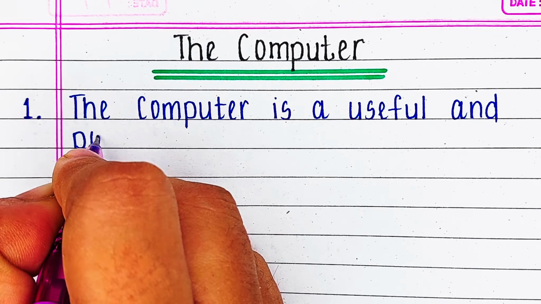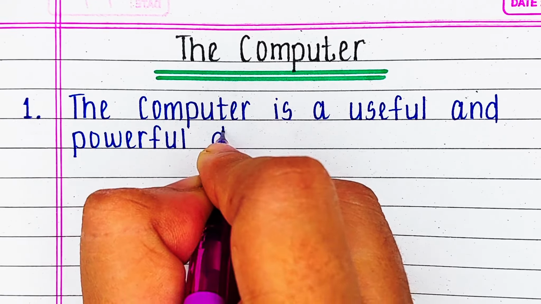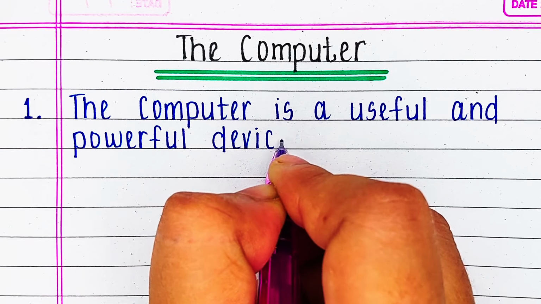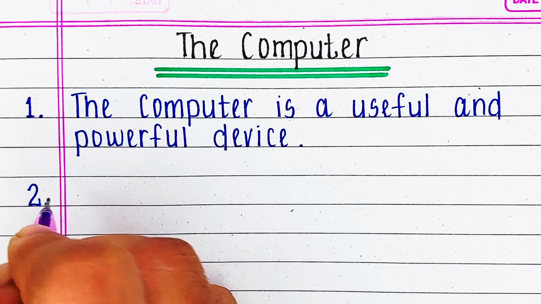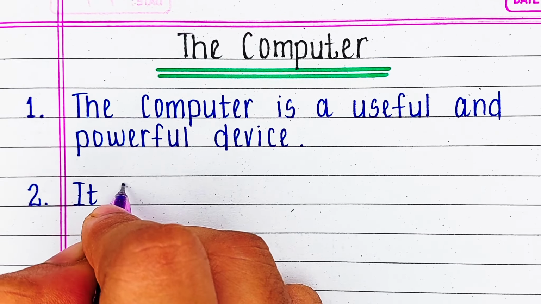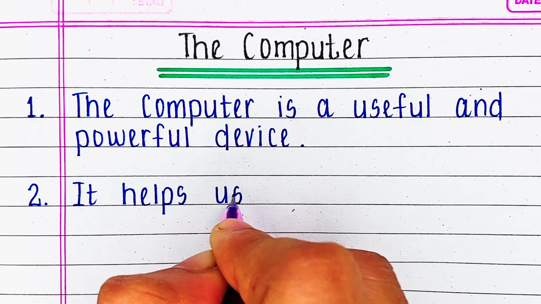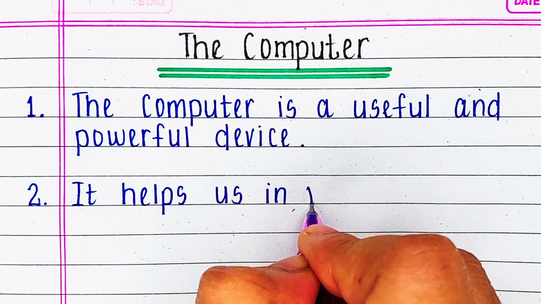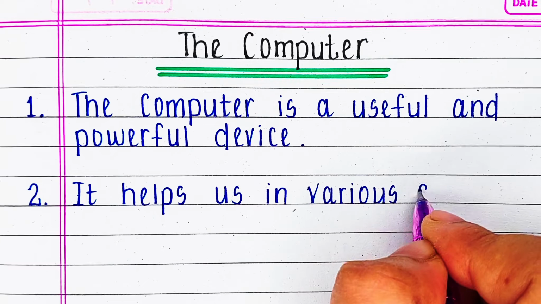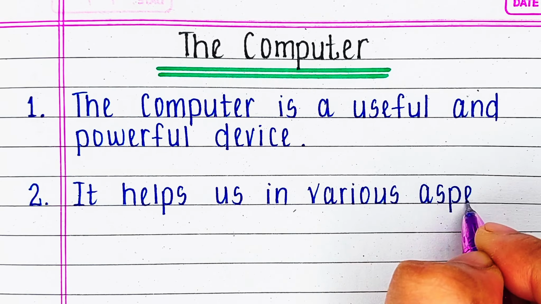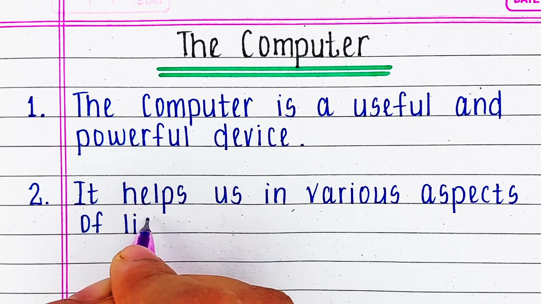First line is: the computer is a useful and powerful device. Second line is: it helps us in various aspects of life.